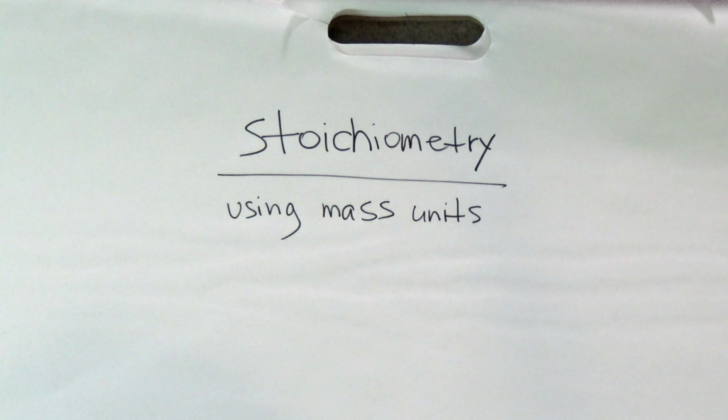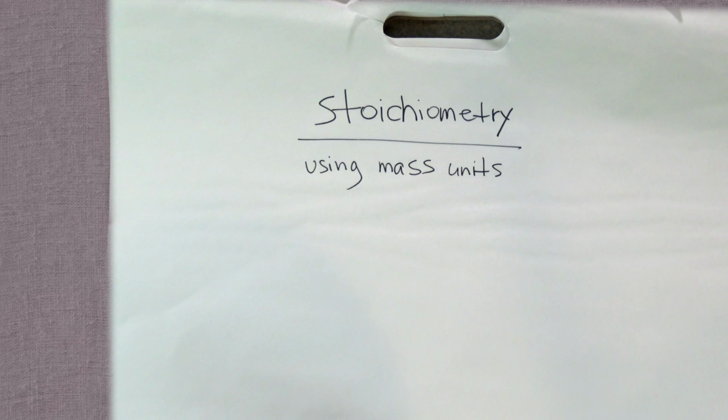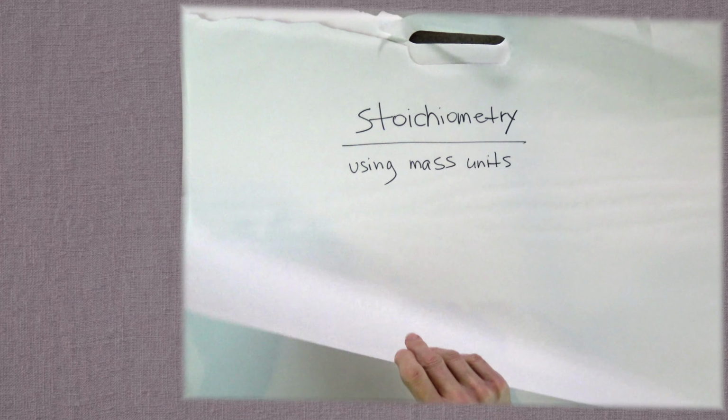Today, I'm going to show you step by step how to do a stoichiometry problem when you're given your amounts in mass units. We are going to do the stoichiometry problem by using conversion factors. So let's go ahead and look at an example problem.